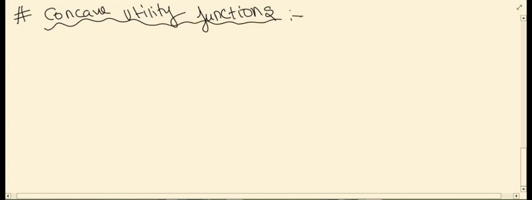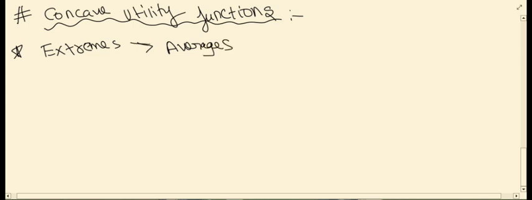Concave utility function. Now, there is a point which we need to understand first before going to the concave utility function, and it is that extremes are preferred to averages. In the concave utility function, extremes are preferred to averages of the bundles. For example, there are two bundles, let's say 3, 7 and 5, let's say 9, 5, 9.